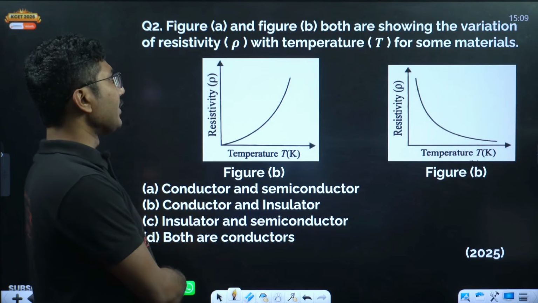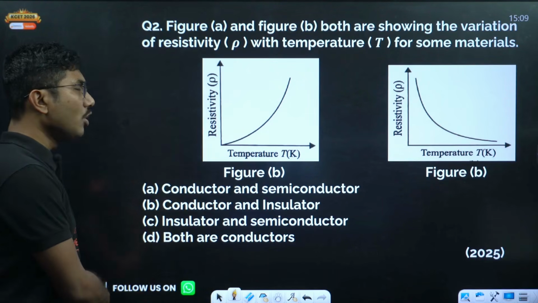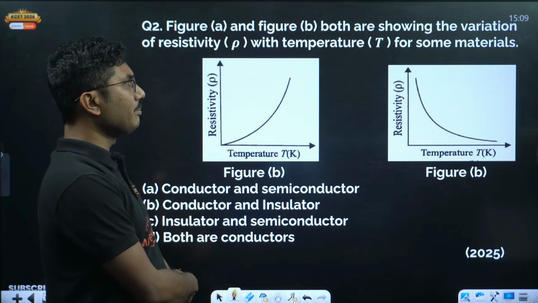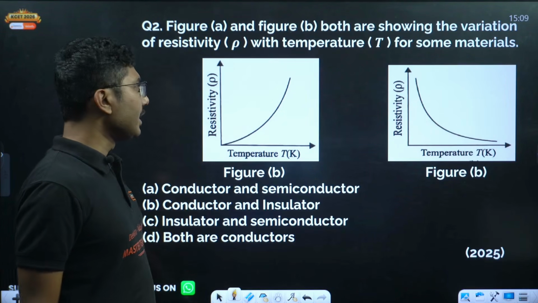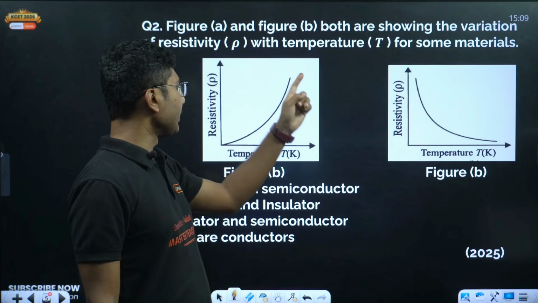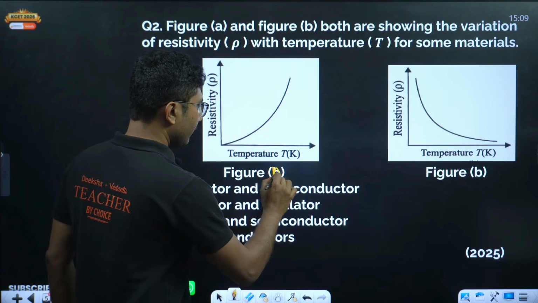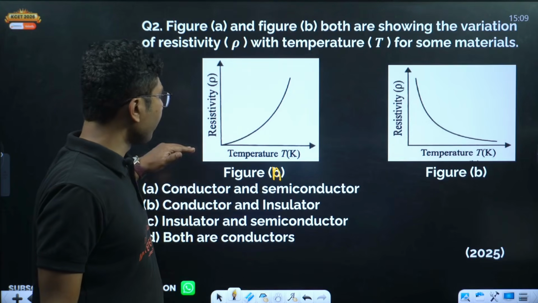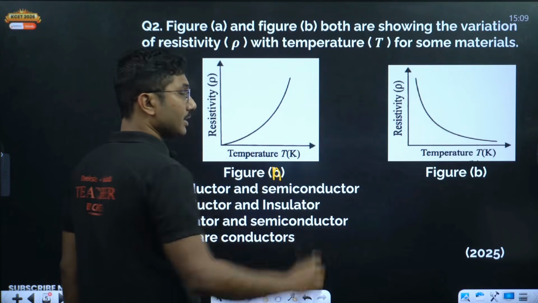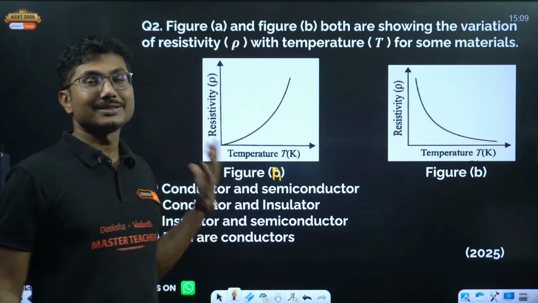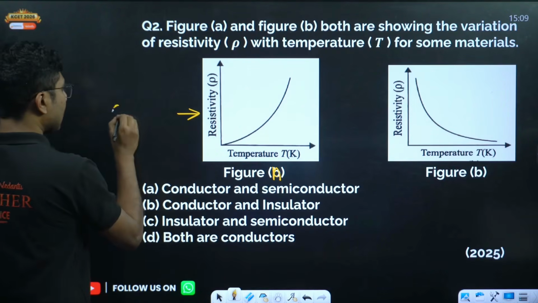Now next question. Figure A and figure B both are showing the variation of resistivity rho with temperature T for some material. Okay, you have to identify which material they are. So here, if you see the resistivity in figure A, it is increasing. So resistivity increases with temperature. So which materials' resistivity increases with temperature? That is basically conductors.